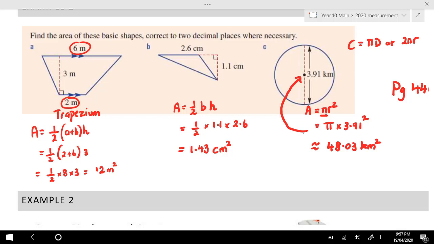I did it for a reason, because this is a very common thing. A lot of students use the diameter when they're given the diameter. So the radius, let's try again. The area is equal to pi r squared, which is half of that diameter, half of 3.91, squared. So let's try that again. 0.5 times 3.91 is equal to 1.955.